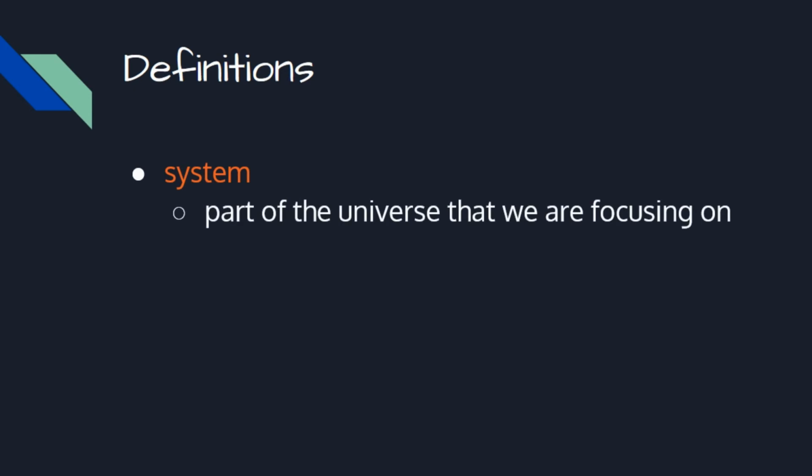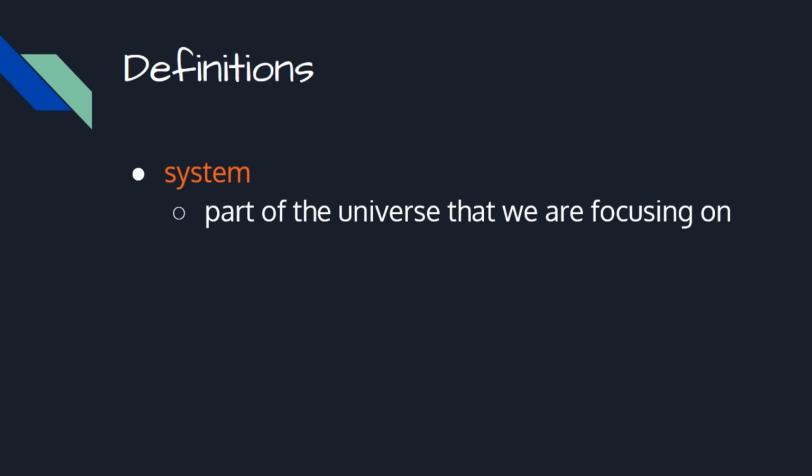Let's define a couple of words here and then we'll go back to that example. What I just illustrated hopefully demonstrates the importance of defining what we call the system. Okay? The system is the part of the universe that we are focusing on. In the example we had before, are we focusing on the Bunsen burner? Are we focusing on the flame? Or are we focusing on the solution? Are we focusing on the beaker?